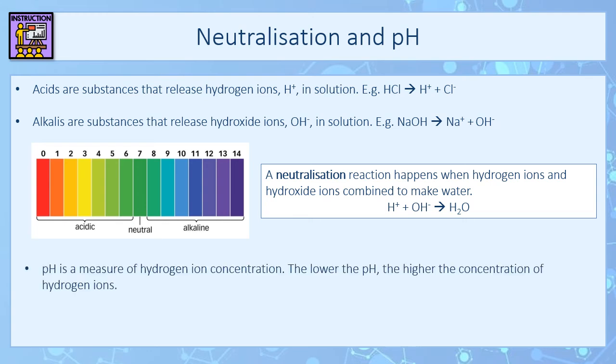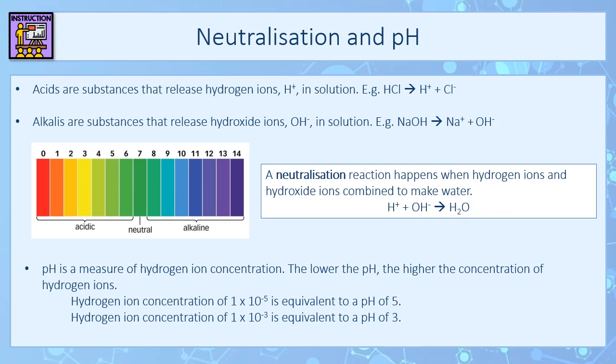pH is a measure of hydrogen ion concentration. The lower the pH, the higher the concentration of hydrogen ions, and therefore the more acidic the substance is. And pH and hydrogen ion concentration are linked in this way. So a hydrogen ion concentration of 1 times 10 to the minus 5 is equivalent to a pH of 5. And you can see that the standard form number up here, the minus 5, is equivalent to the pH.